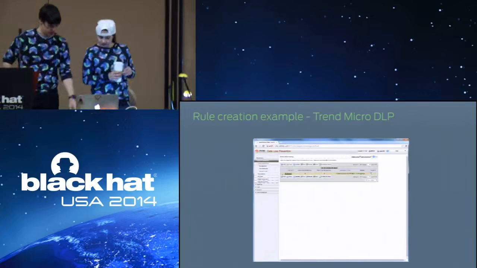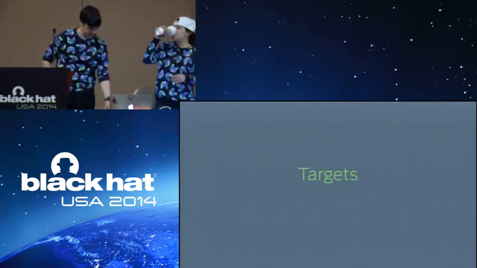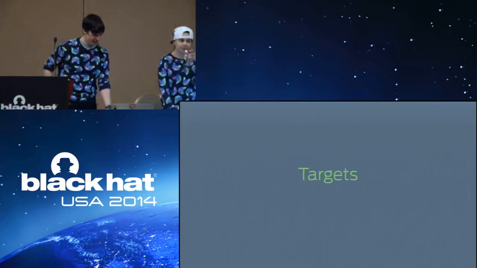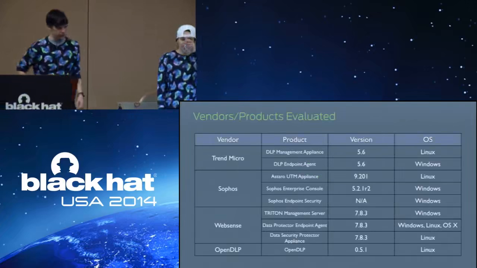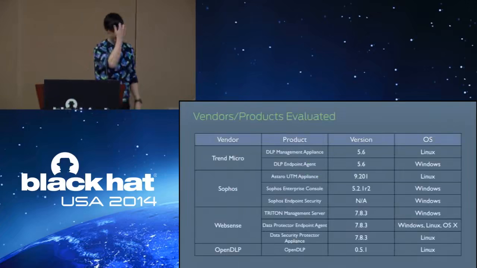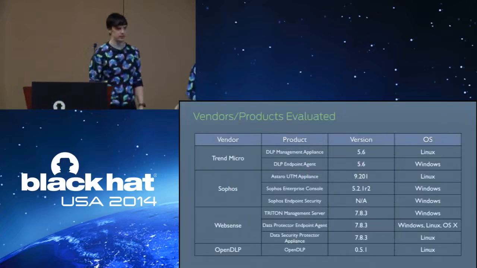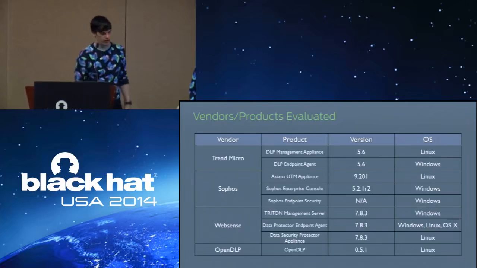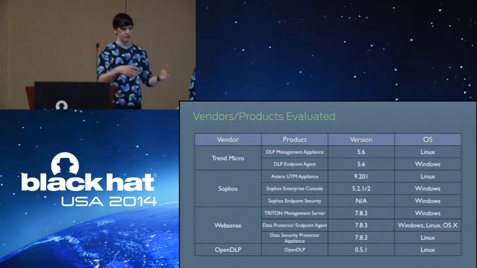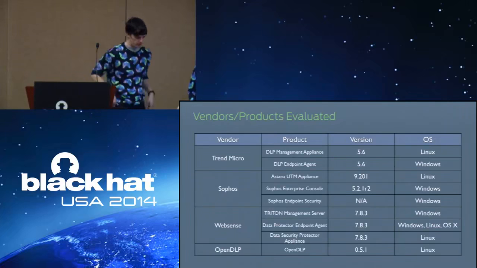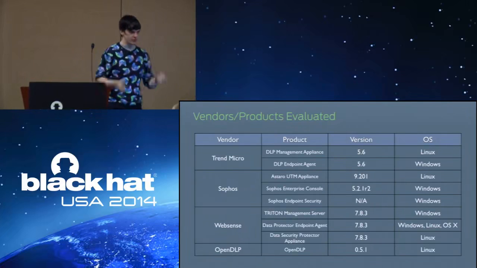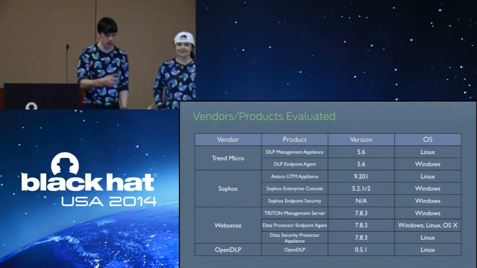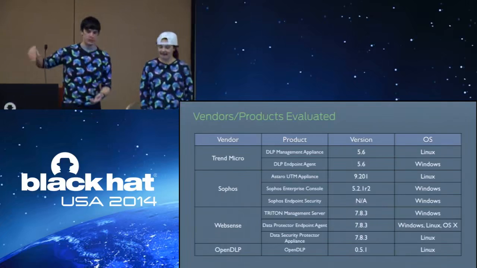Since I know you're probably all clamoring to know who's on the list, and I know a couple of the vendors are probably here, this is what we looked at. We looked at Trend Micro's DLP management appliance, virtual appliance, Trend Micro's DLP endpoint agent, and Sophos, their Astaro UTM, they bought Astaro. There's actually someone taking a photo, so you can take it back and say, we're on the list, or we're not on the list. So we have Sophos endpoint security on there.